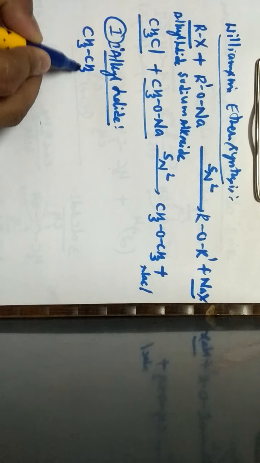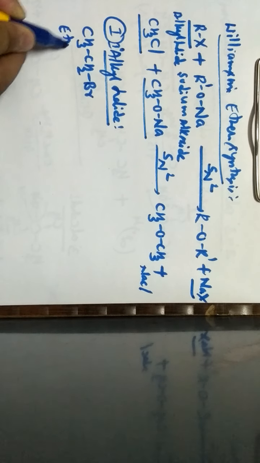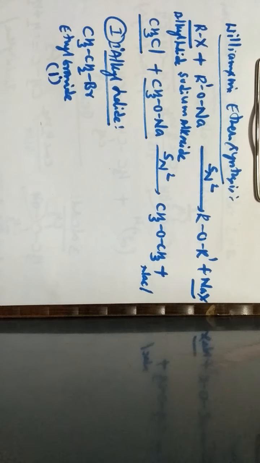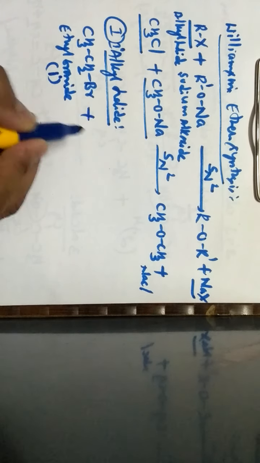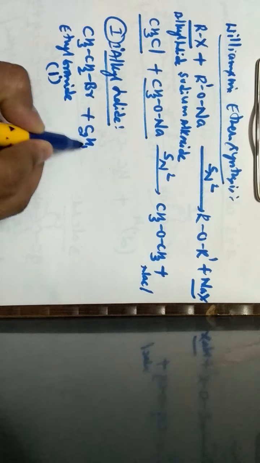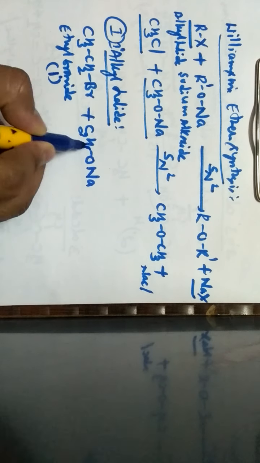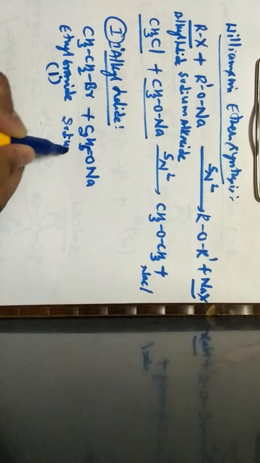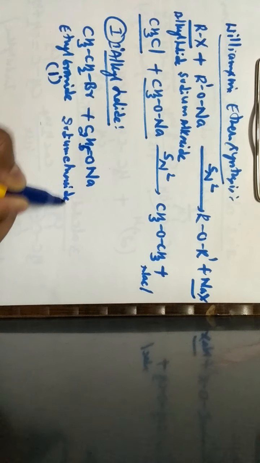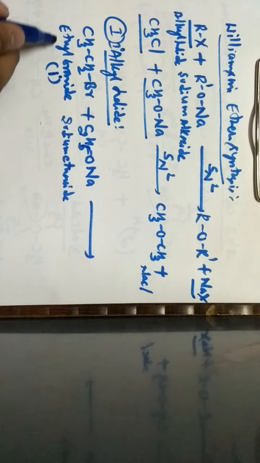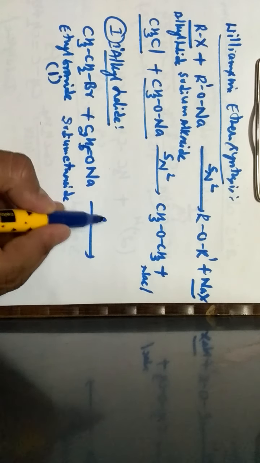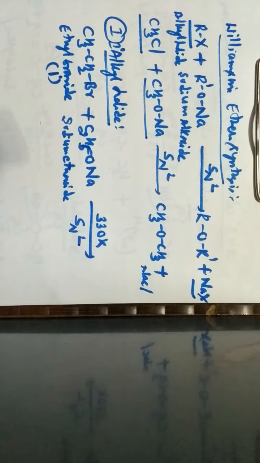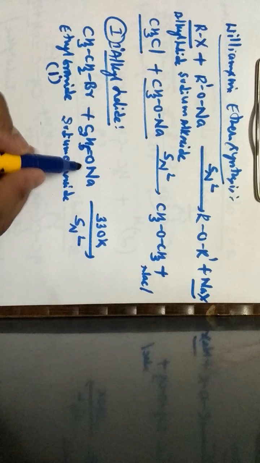This is nothing but ethyl bromide, where this ethyl bromide is a 1 degree alkyl halide. When this 1 degree alkyl halide is made to react with sodium ethoxide, that is C2H5ONa, by maintaining a temperature of 330 Kelvin, it undergoes the SN2 mechanism. Here, what happens?